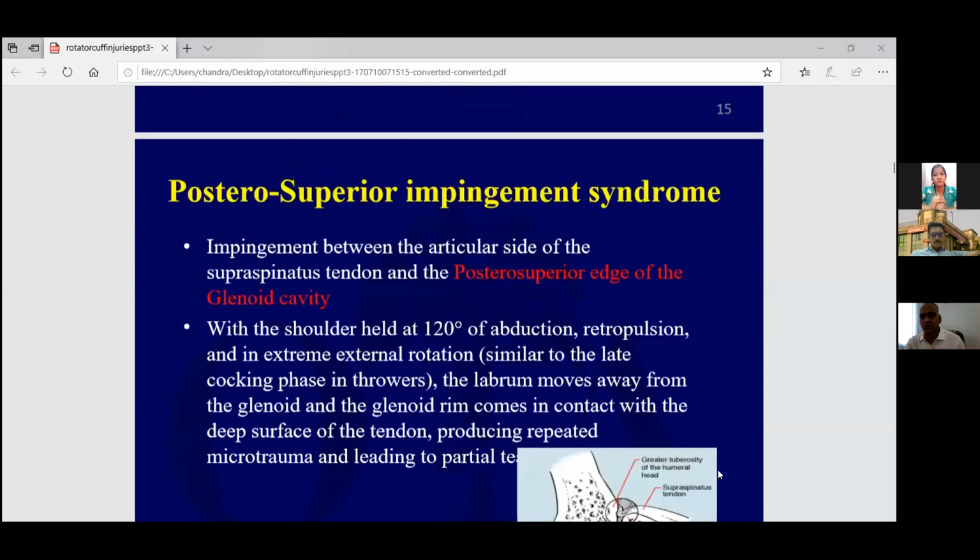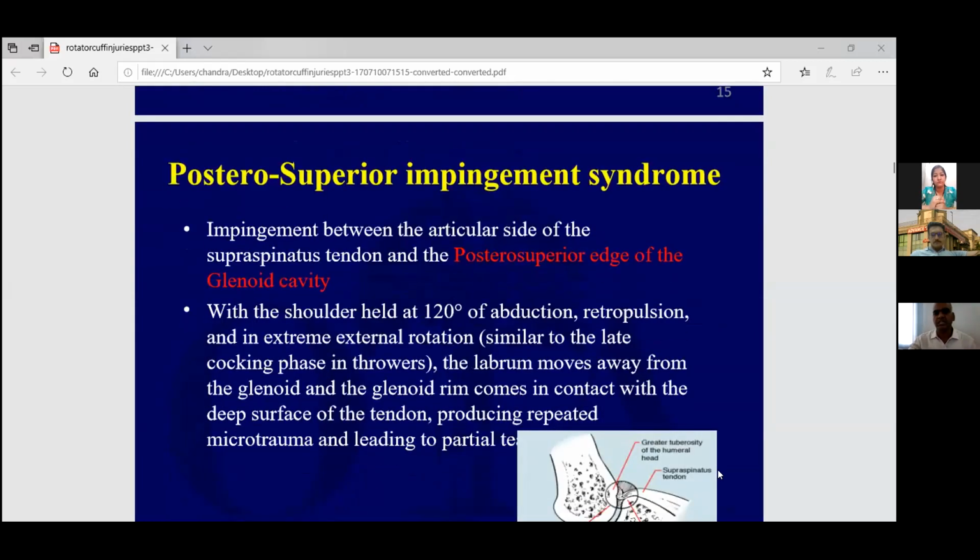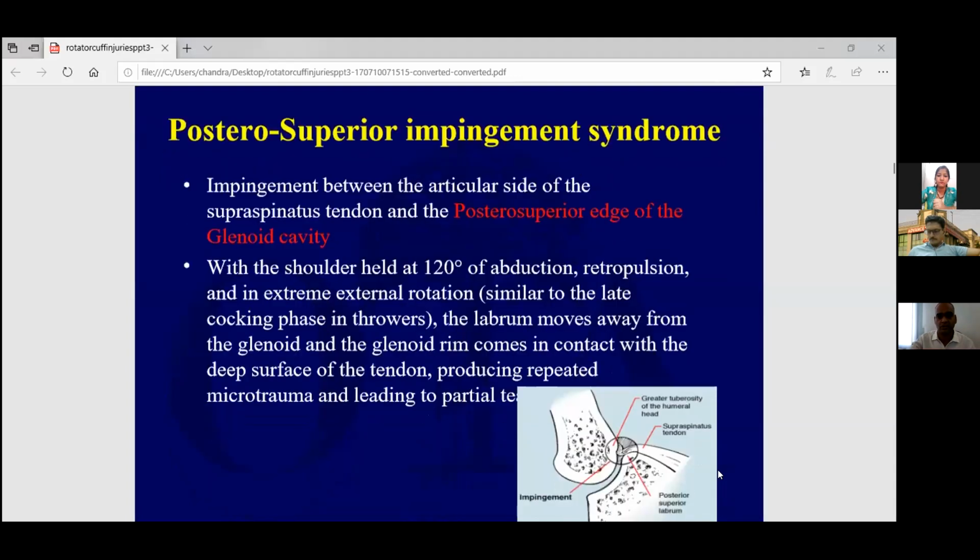And the second one is the posterior superior impingement syndrome. Here the impingement is between the articular side of the supraspinatus tendon and the posterior superior edge of the glenoid cavity. Remember, here there is no impingement beneath the coracoacromial arch. The impingement is just because of the posterior superior edge of the glenoid cavity, not because of the coracoacromial arch.